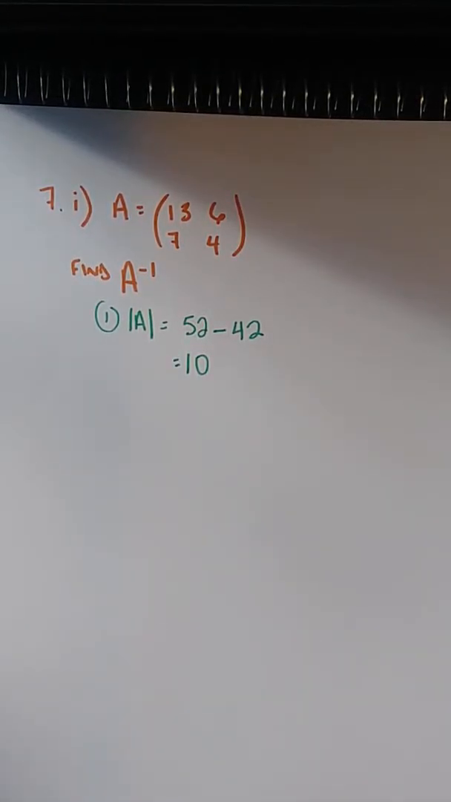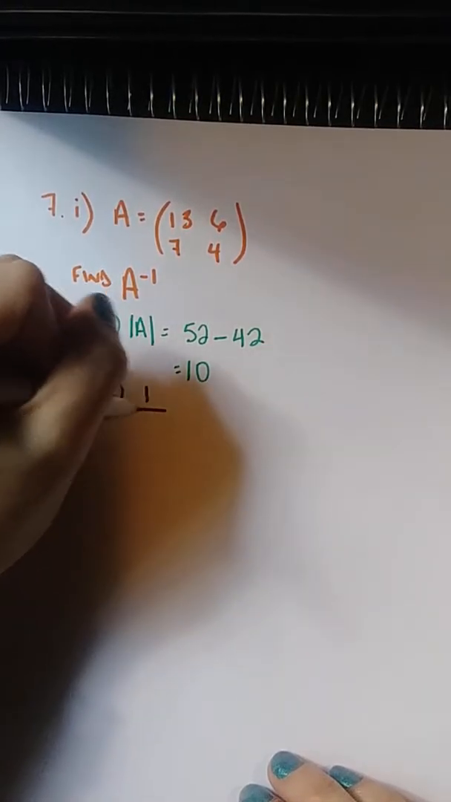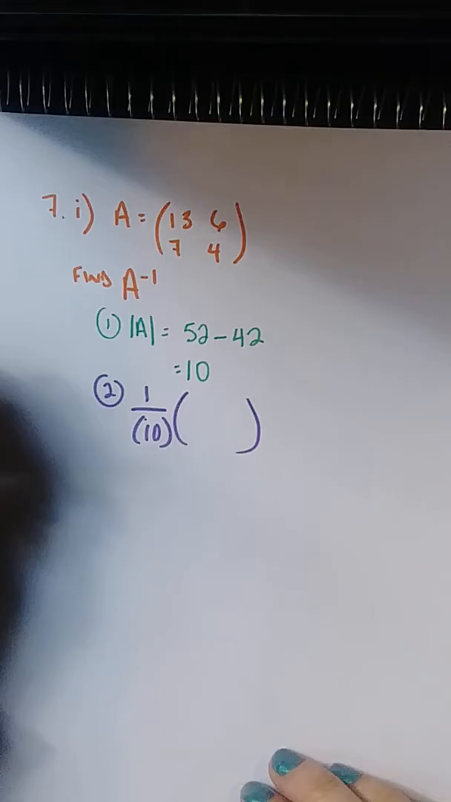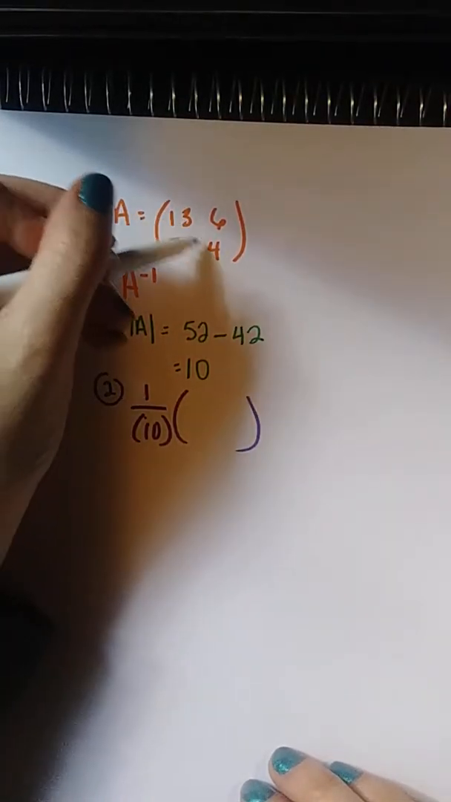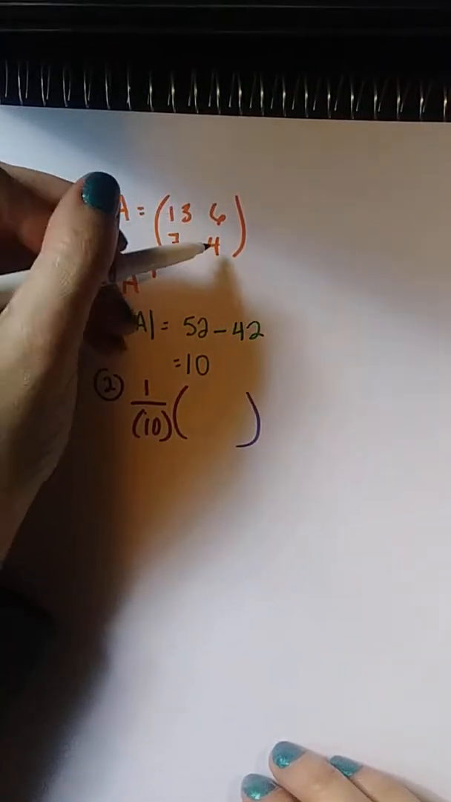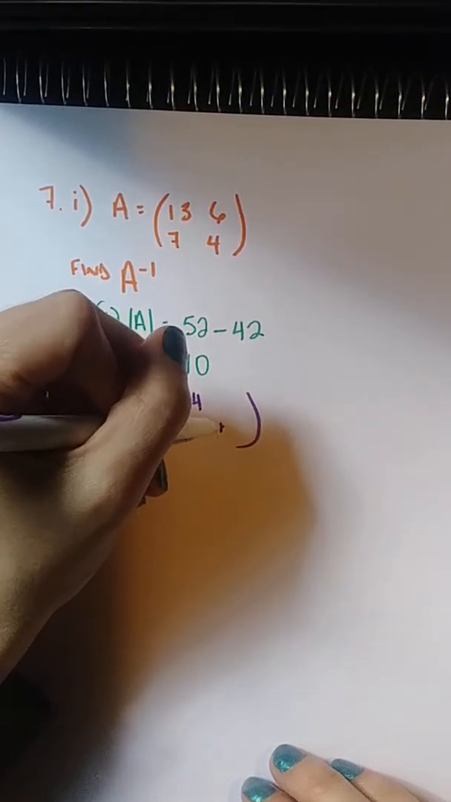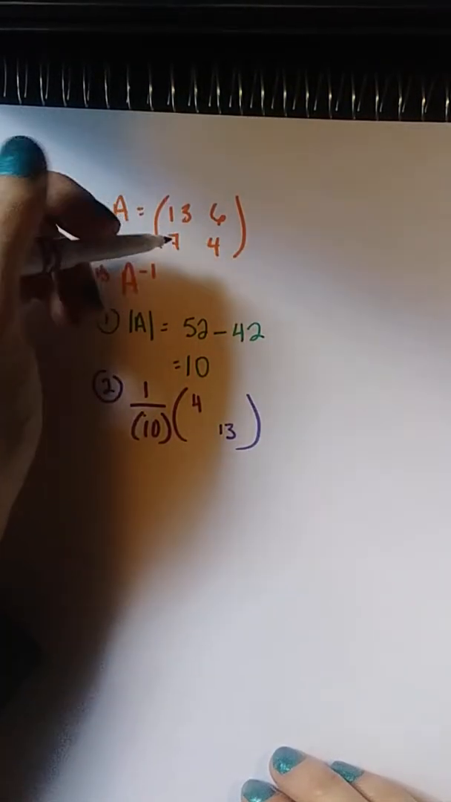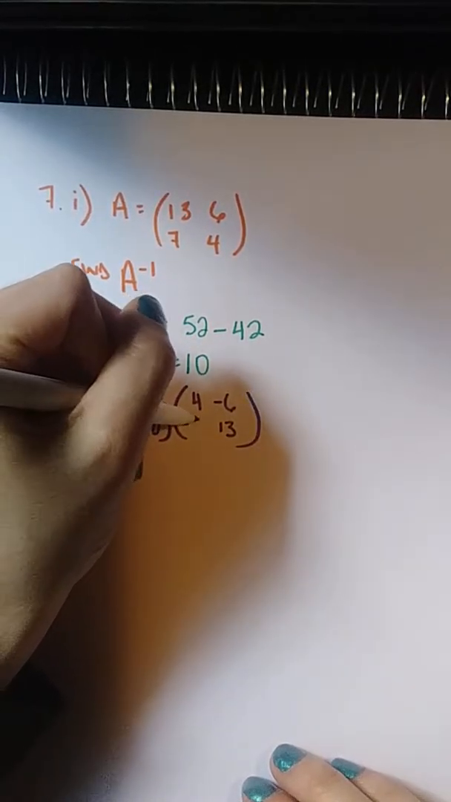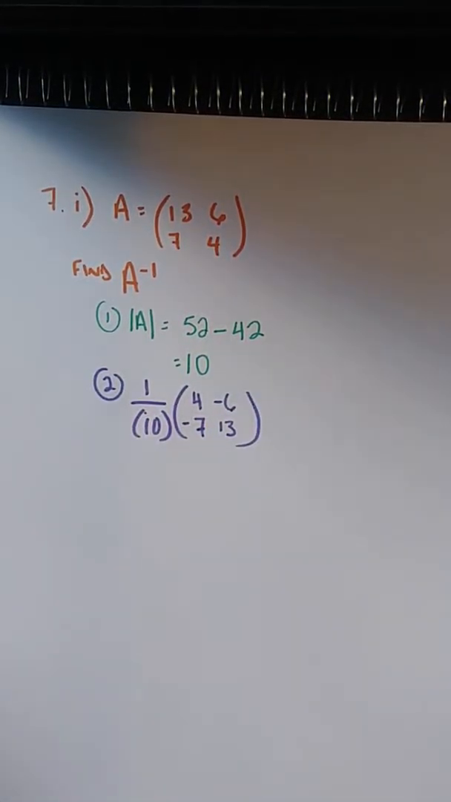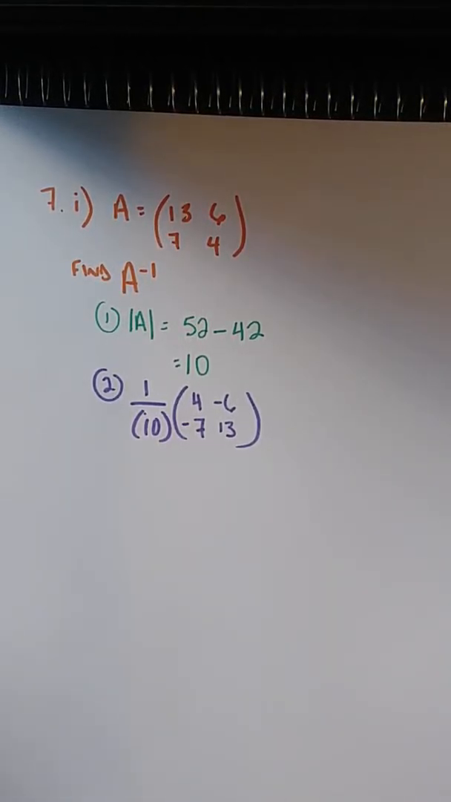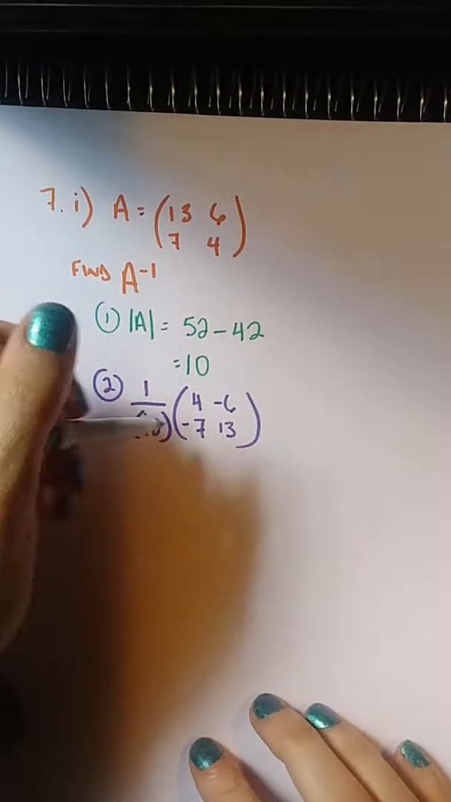Our next step is to multiply 1 over our determinant, which is the number 10, by our flippy matrix, our adjugate here. So we're going to have to take our 13 and 4 and switch their positions, 4 and 13. Then we take our other diagonals and switch their signs, so -6 and -7. Now our last step to find our inverse is just going to be to actually multiply out these elements inside this matrix by this scalar.